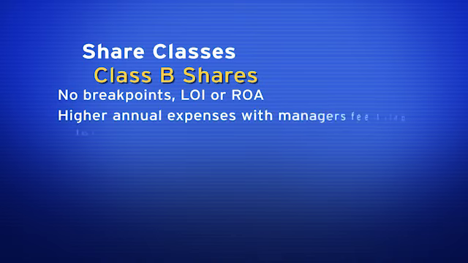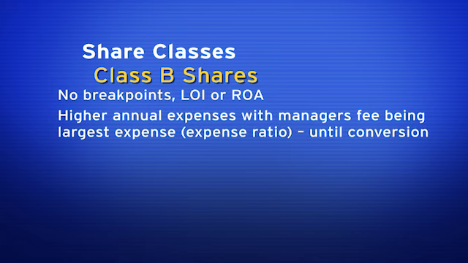Class B shares have a higher annual expense than Class A shares. The manager's fee is the largest part of that expense. Now, that higher annual expense ratio will continue until those Class B shares convert to Class A shares. Once that conversion occurs, the expense ratio will drop down to the Class A expense ratio, which is lower than the Class B expense ratio.